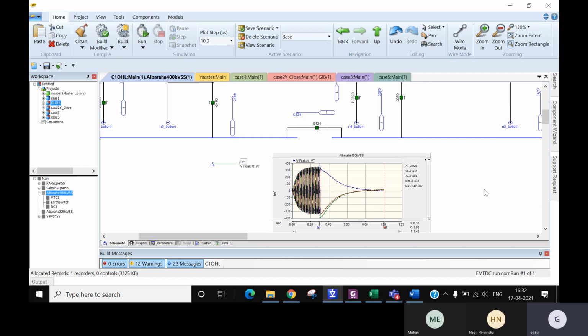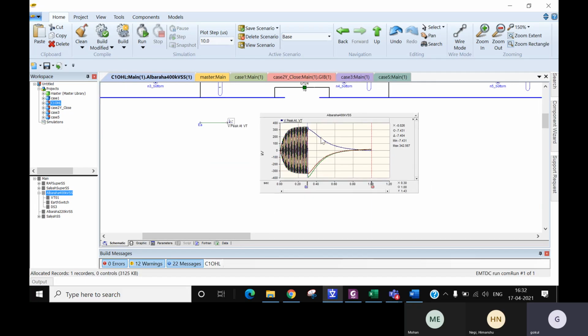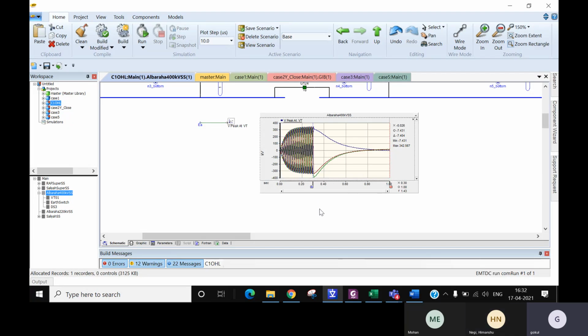This is the waveform we are getting, and by just looking at this, we can say there are no oscillations. So we can conclude that there is no ferroresonance in my system if I just charge my line VT.